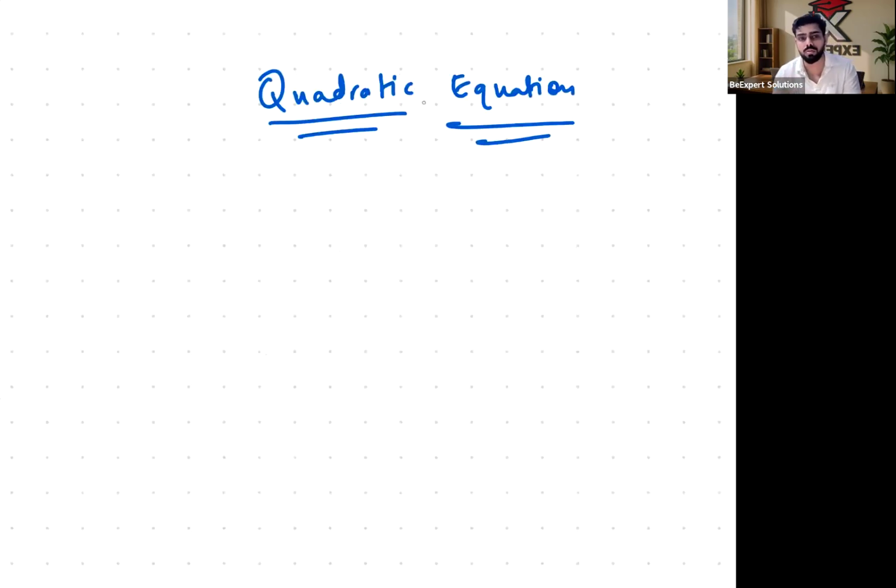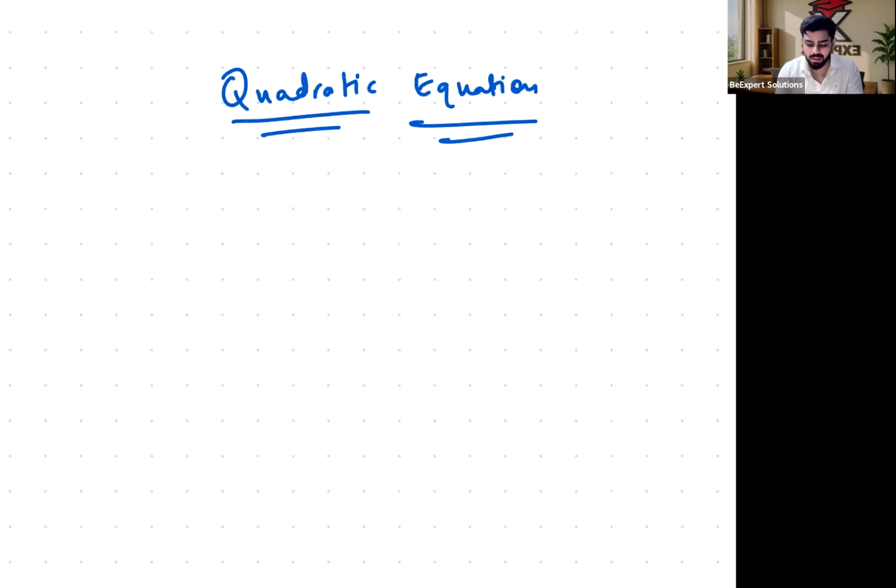So what is a quadratic equation, if someone asks you? That's the first question. Let me write it down here: we are discussing quadratic equations. It's a very important topic, not only for GCSE and IGCSE curriculums, but for other ones also.